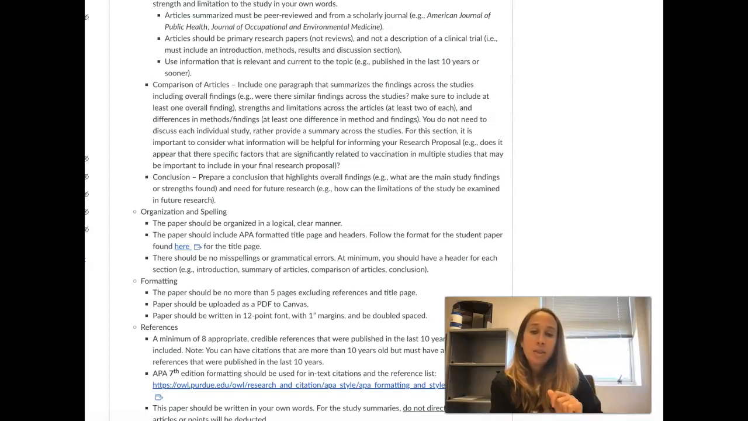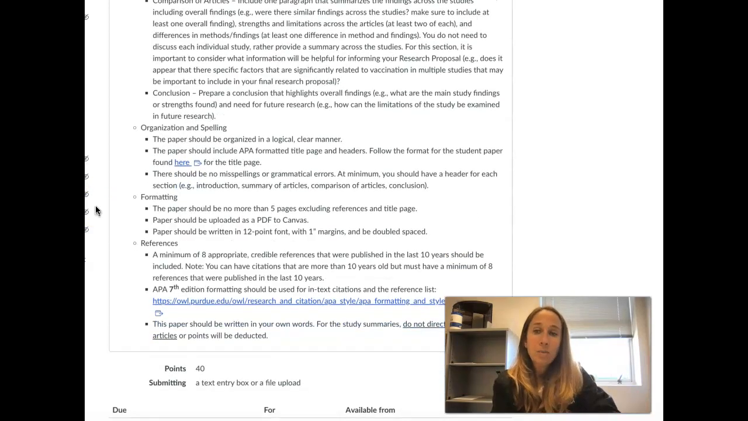The other thing you want to think about is your conclusion paragraph. Considering all of the articles that you've reviewed, what is the need for future research? So what should future research studies look like? Think about that. And then you also have some organization, spelling, formatting type instructions here.